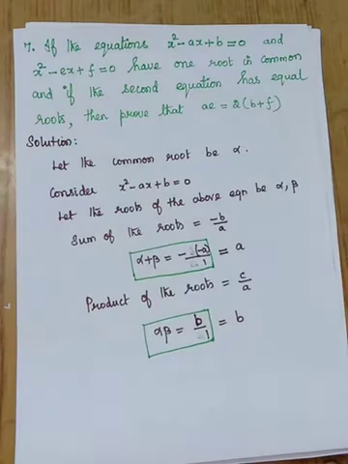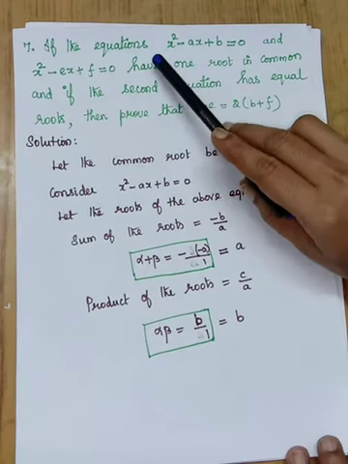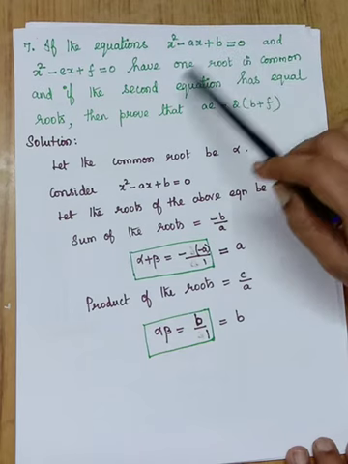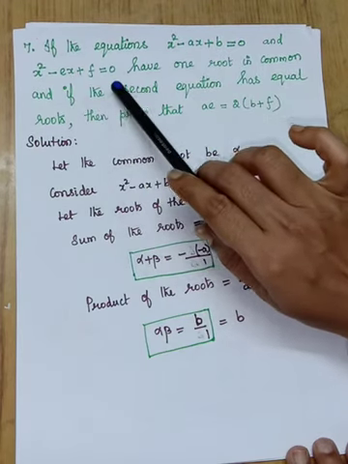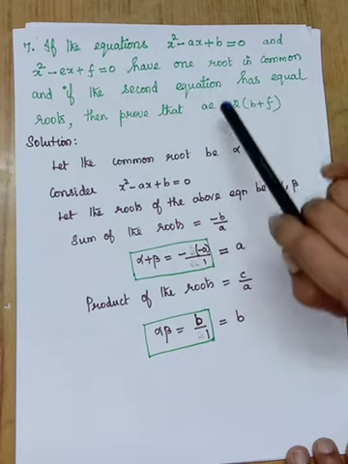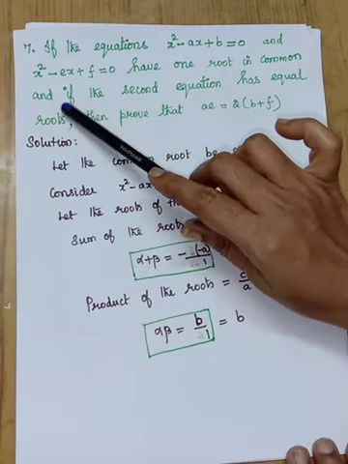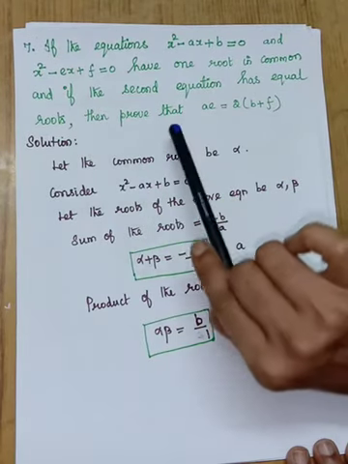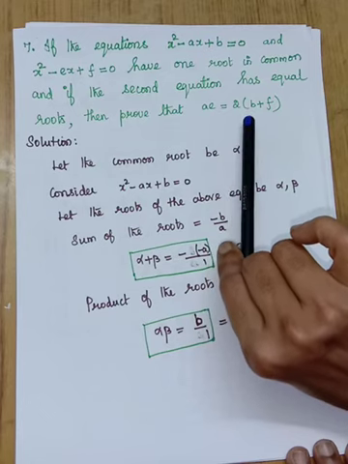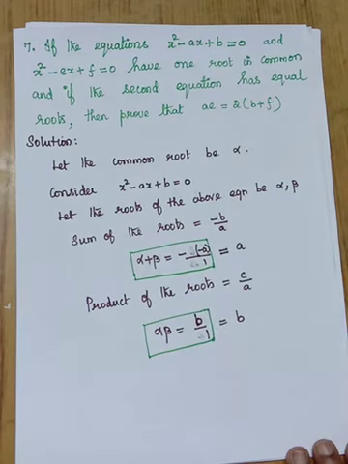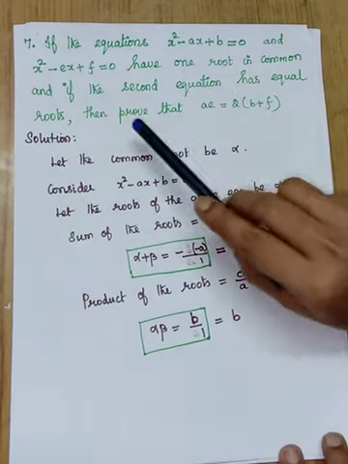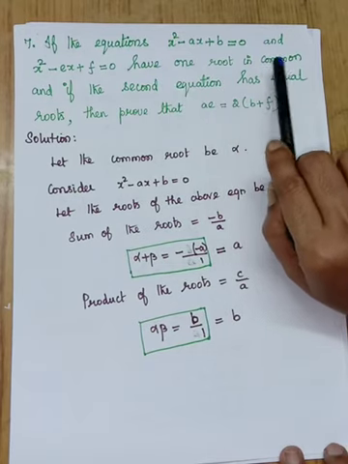Okay, come to the problem number 7. If the equations x squared minus ax plus b is equal to 0 and x squared minus ex plus f is equal to 0 have one root in common, and if the second equation has equal roots, then prove that ae is equal to 2 into b plus f. Here how many equations are given? Two quadratic equations are given. So in that quadratic equation, they have one root in common.